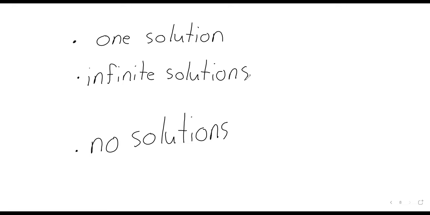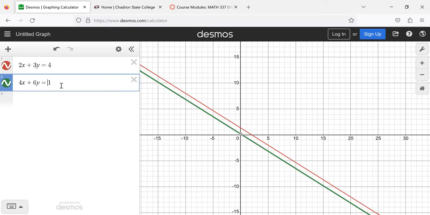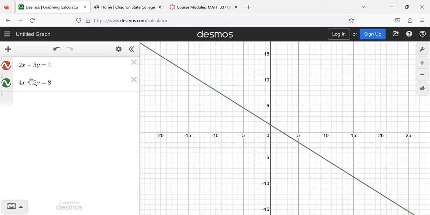And that's because it's perfectly possible to draw two lines on the Cartesian plane and then find that they're both the same line, that you just drew the same line twice. 4x plus 6y equals 8. So these two equations are a system with infinitely many solutions.